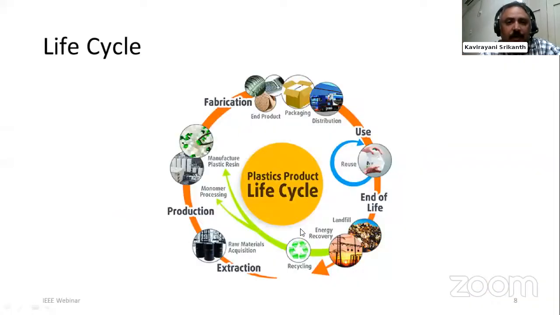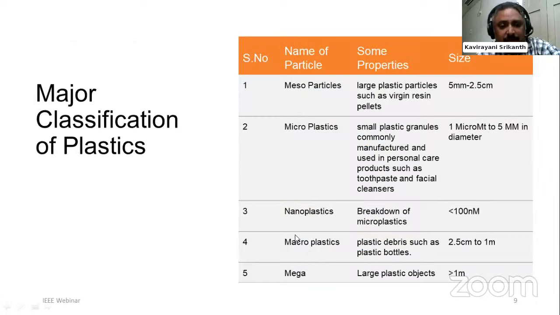Now, when I talk about the plastic life cycle, we all know how we are extracting it from the raw material production, and then manufacturing, fabricating, and using. At the end of the cycle, we see it in landfills, energy recovery processes we are trying to develop, and recycling. So this is the typical process. Now, the classification of plastics in this particular process can be divided into 5 major categories: the meso particles, micro, nano, macro, and mega.